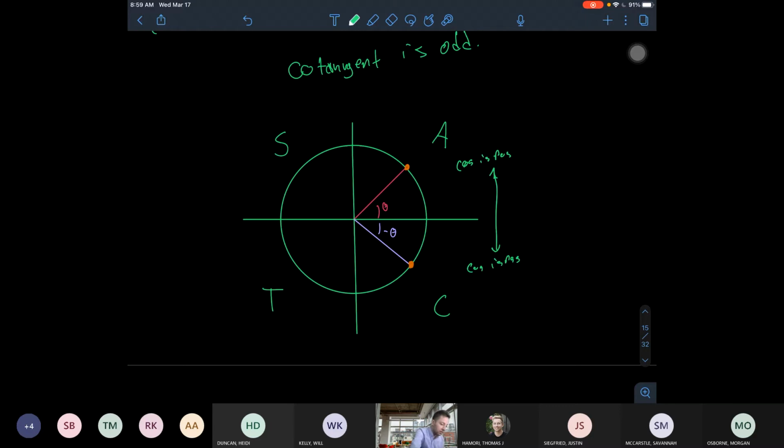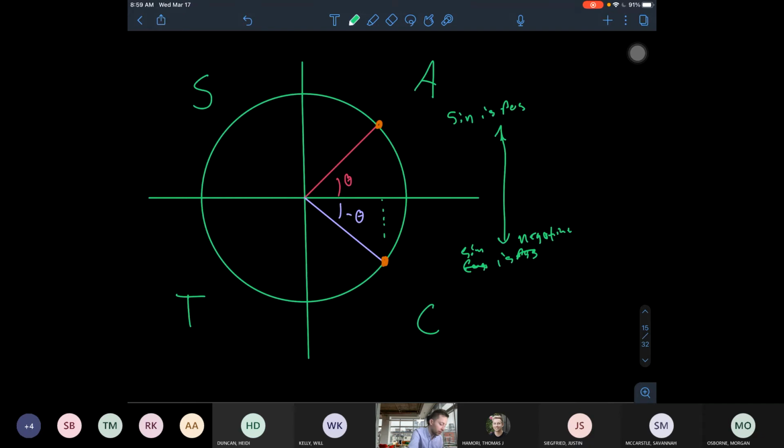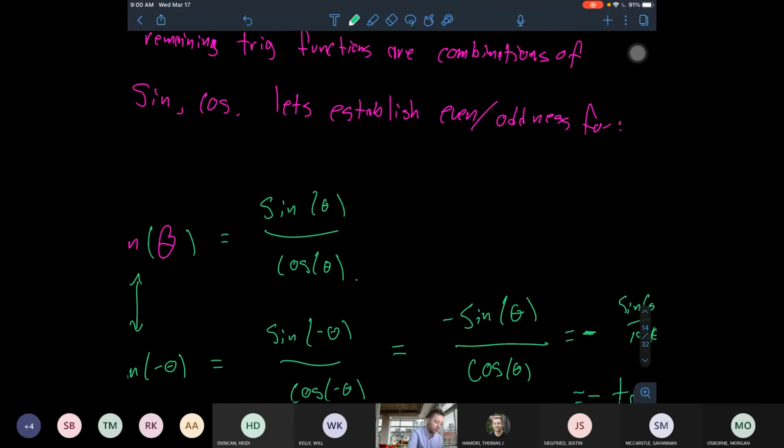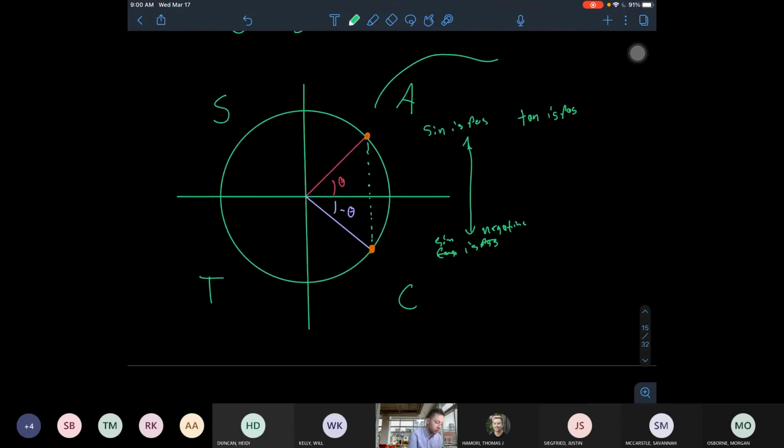Okay. But if I want to consider what's happening with sine, I know that sine is positive in the first quadrant, but sine is negative in quadrant four. Or I can think about the y value of these points. The y value of this point is exactly opposite to the y value of this point. And if I want to think about tangent, again, I know that tangent is positive in this quadrant, but in the fourth quadrant, the only trigonometric function which is positive is cosine. So I know that tangent has to be negative in the fourth quadrant. So that's telling me that tangent should be odd, and so on and so forth. Okay, we can use ASTC and the unit circle to give ourselves an understanding of whether these functions are odd or even.